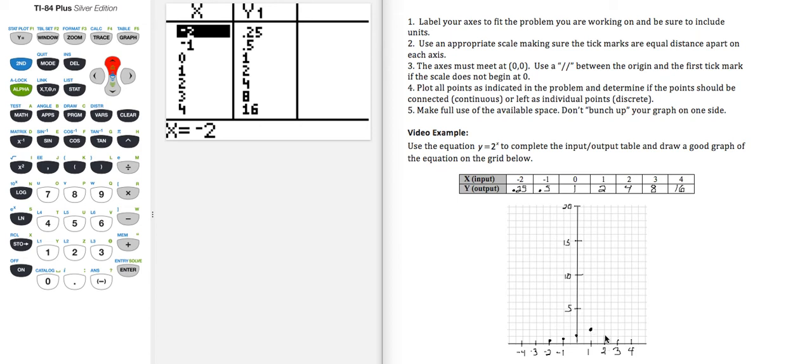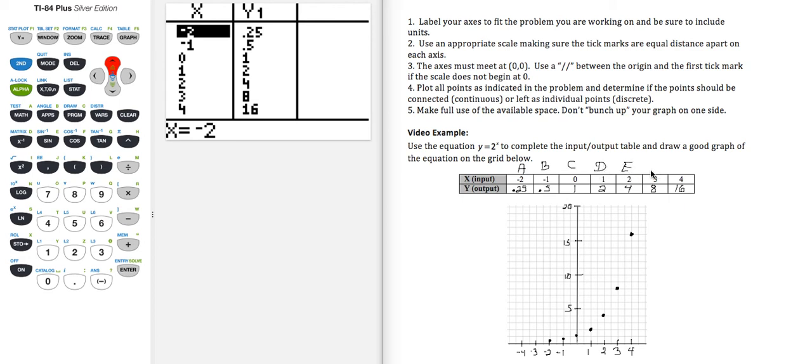And then 2, 4. And then 3, 8, and then 4 jumps all the way up to 16. So let's go ahead and label these as well.